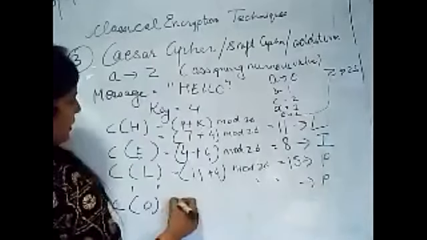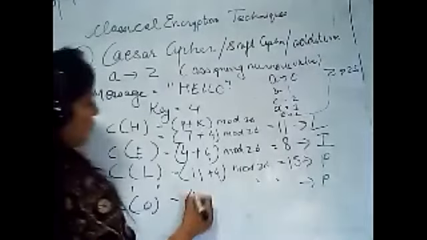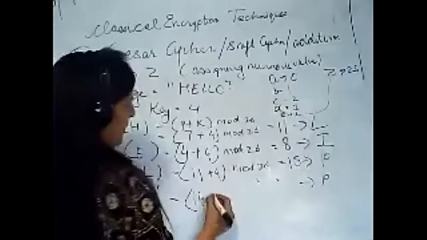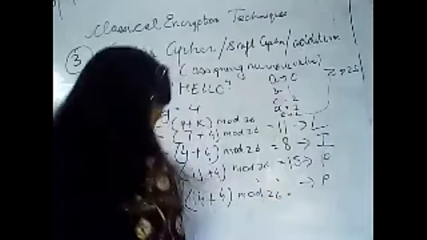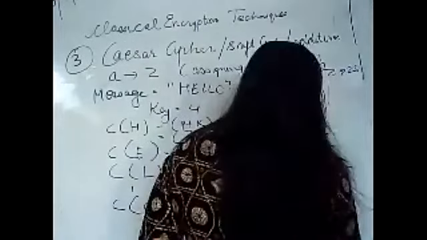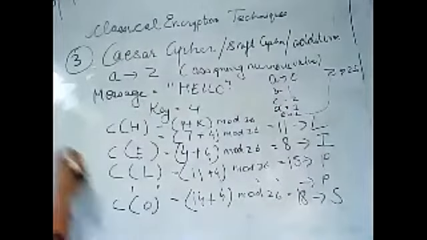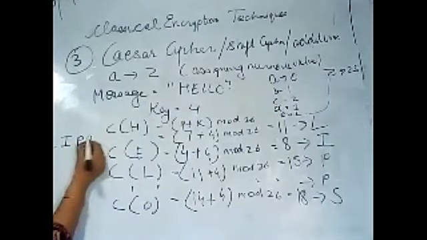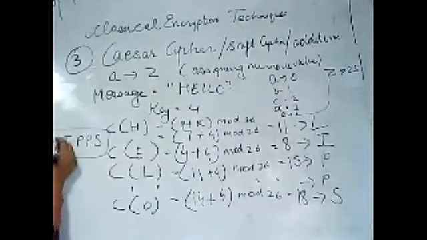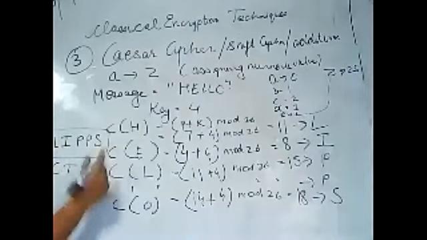Okay, so the value of O is 14 in this particular chart plus 4 mod 26. So what answer we are getting here? 18. So 18 is represented with the character S. So what is my encrypted message here? L I P P S. Yes, this is my ciphertext. Okay, so this is L I P P S. So this is representing my ciphertext.